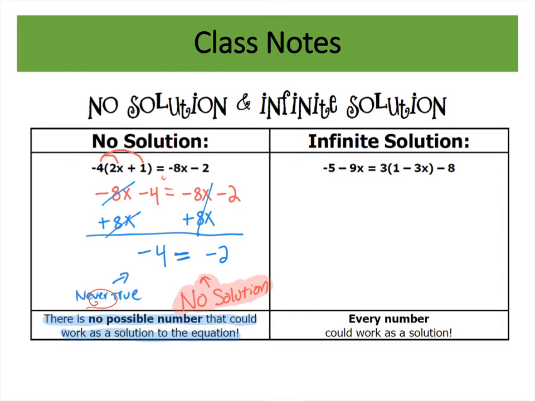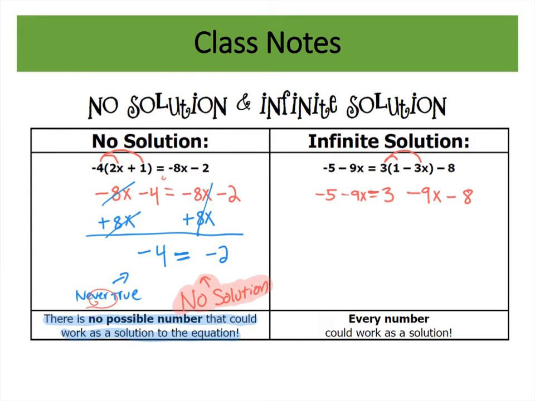So let's do this problem. I notice that I need to do some distribution first. So 3 times 1 is 3, and 3 times negative 3x is negative 9x. And I'm going to just bring everything else down.